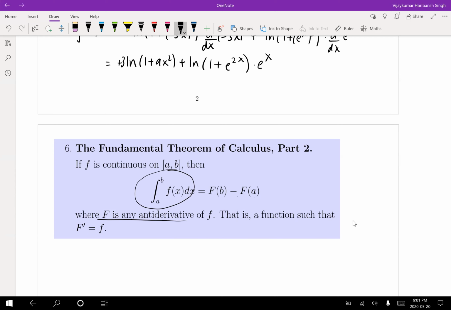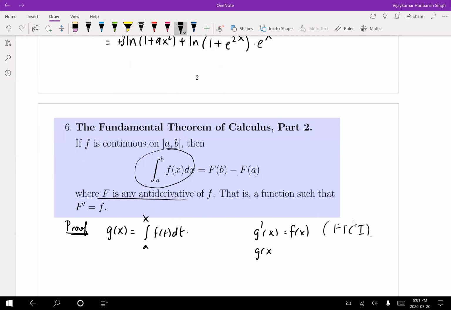Okay. So the proof of this is pretty straightforward. It relies on the Fundamental Theorem of Calculus 1. So let's take g(x) equal to the integral from a to x of f(t) dt. Now note that g'(x) equals f(x), right? This is the Fundamental Theorem of Calculus 1, FTC 1. Therefore, g(x) is an antiderivative, isn't it? g(x) is an antiderivative of what? Of f(x).